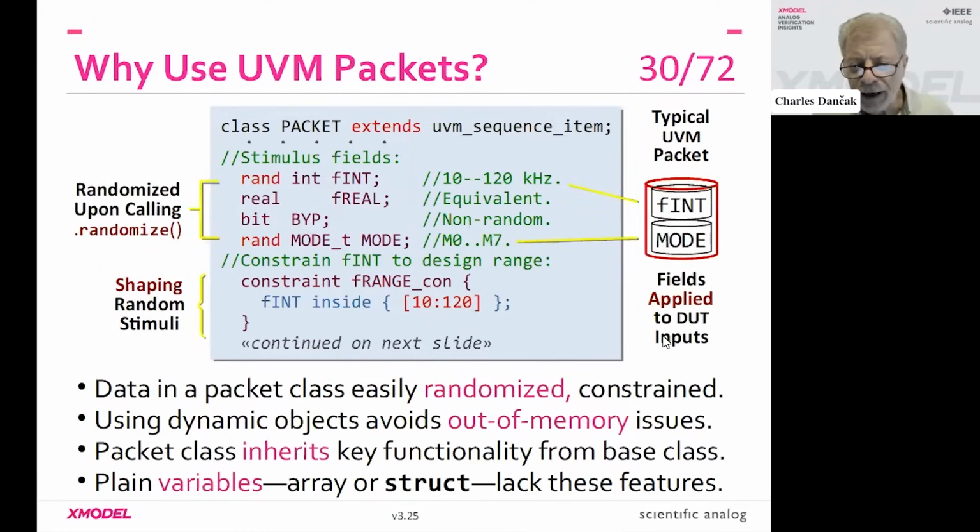One more is that sometimes large simulations can run out of memory. I worked at Synopsys for 10 years, and believe me, it's a common problem. So with dynamic packets, once you're done using a particular packet, you could set its pointer to null, and it's gone. It'll no longer use up memory.